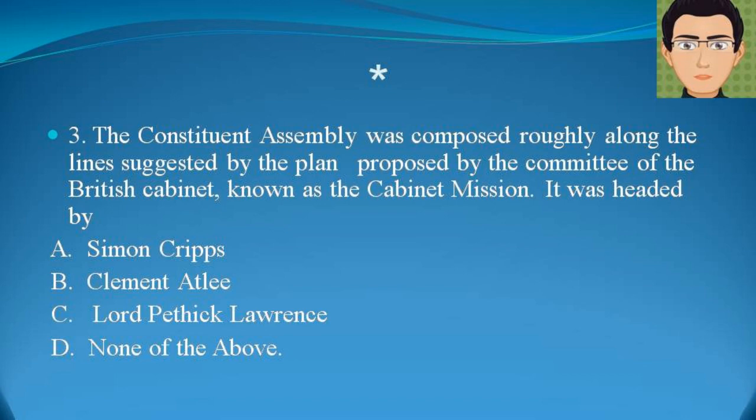Question number 3. The Constituent Assembly was composed roughly along the lines suggested by the plan proposed by the Committee of the British Cabinet, known as the Cabinet Mission. It was headed by: A. Stafford Cripps, B. Clement Attlee, C. Lord Pethick-Lawrence, D. None of the above.